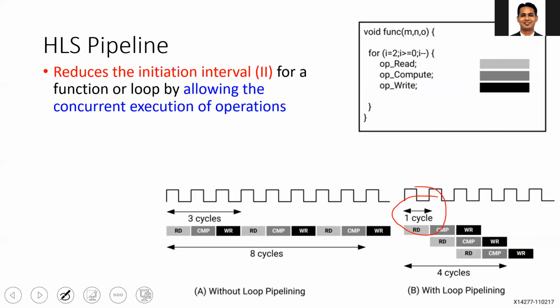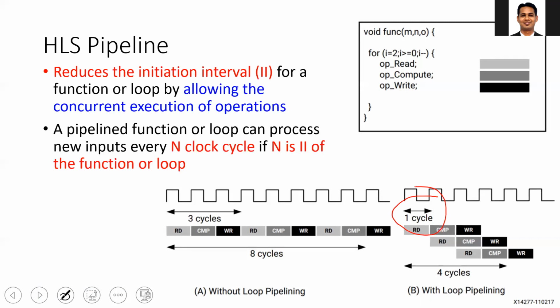So pipelining helps you reduce the initiation interval of a function or loop by allowing the concurrent execution of operations. A pipelined function or loop can process a new input every n clock cycles, if n is the initiation interval of the loop. So for any function you need to find the initiation interval, and that indicates after how many clock cycles a new input is taken by that function or loop.